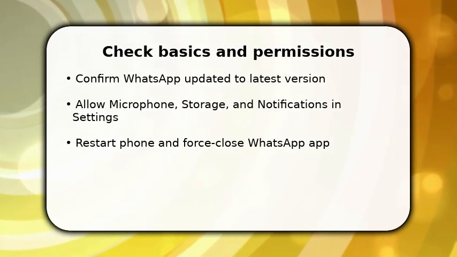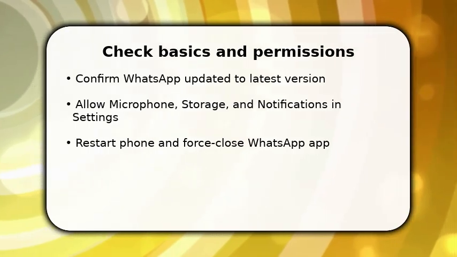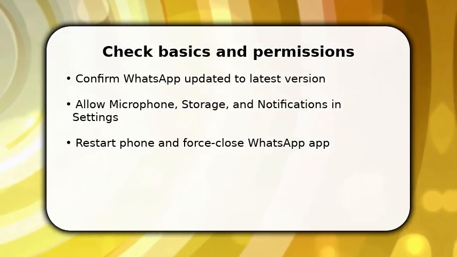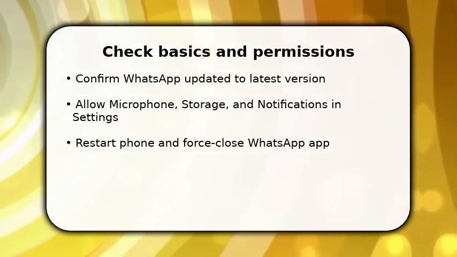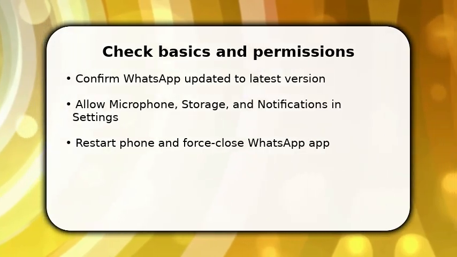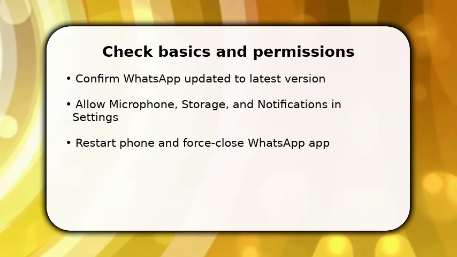You start by verifying the essentials. Update WhatsApp and grant microphone and storage permissions. Once done, force close the app and reboot the phone so cached permission states reset. If you use an external mic or Bluetooth headset, disconnect it now to isolate the phone's mic.